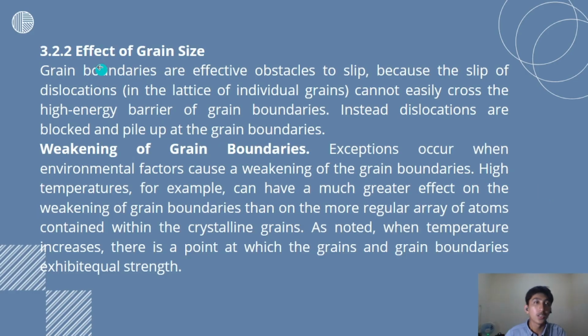Now the next, the effect of grain size. Grain boundaries are effective obstacles to slip because the slip of dislocations in the lattice of individual grains cannot easily cross the high energy barrier of grain boundaries. Instead, these dislocations are blocked and pile up at the grain boundaries. Exceptions occur when environmental factors cause a weakening of the grain boundaries.